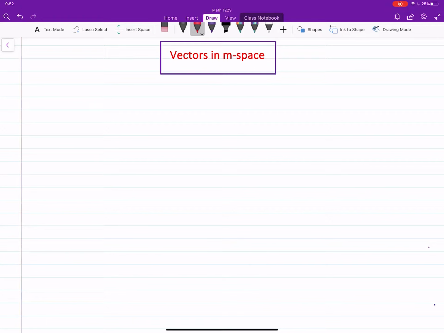Hi, in this video we will learn about vectors in M space and what is Euclidean M space, or R^m. Well, let me start with the first thing, that all vectors with M components. Remember, so far we have been dealing with vectors with two components or three components. In general, we can have vectors which have any number of components you like.